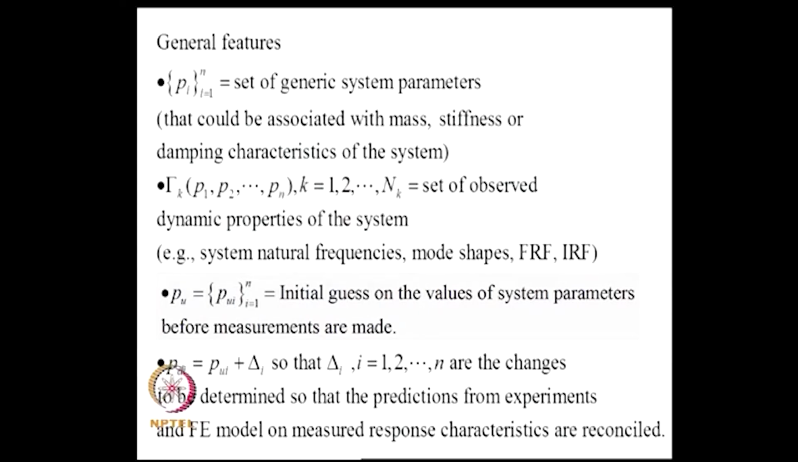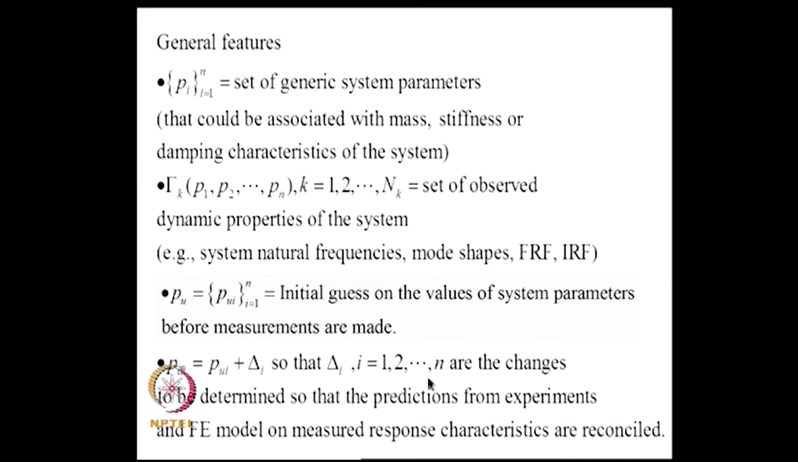Next, we make an initial guess on the values of system parameters before measurements are made. I will call them Pu, and they are again n in number. Now, after the measurements are made, we do not know the values of the system parameters from which the measurements have emanated. I call them PD. So, if we apply a correction delta i to the initial guess that we make on system parameters, we postulate that we will arrive at the unknown system parameters as indicated by the experimental results.